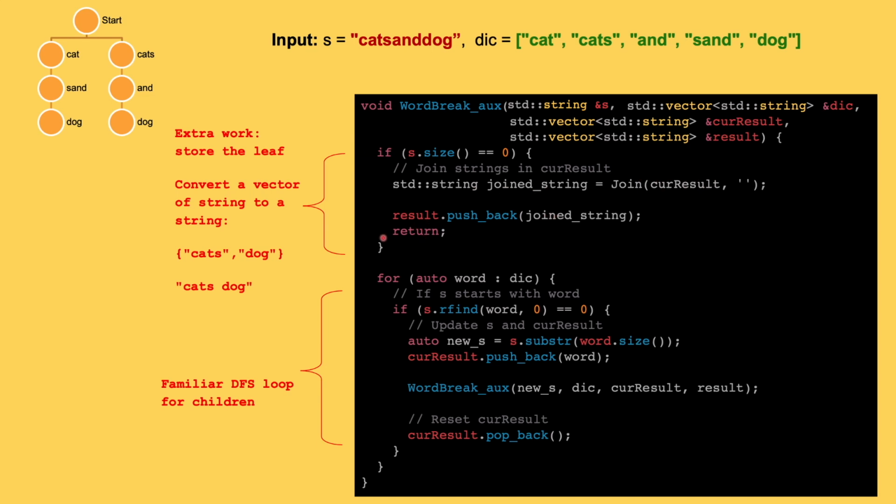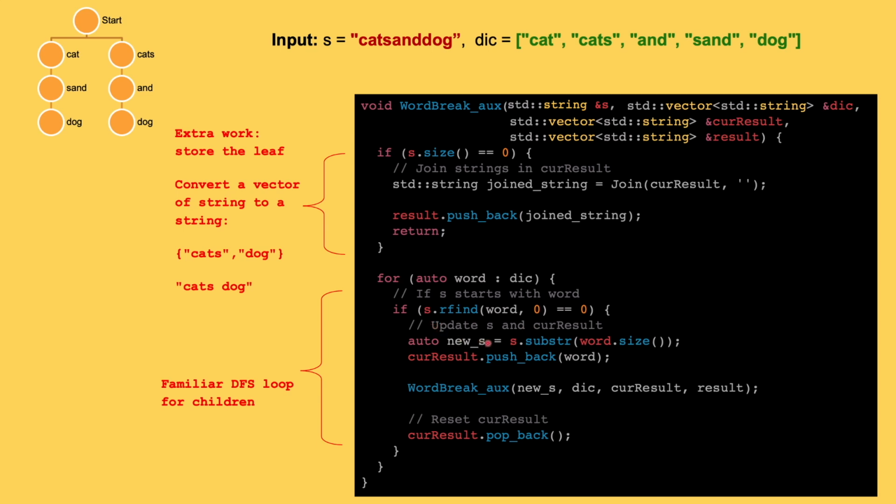If this node is not a leaf, then we have to go through our familiar DFS loop to evaluate all the children. So we go through all the words inside the dictionary to find out which one of these words matches the beginning of this string. This function basically checks to see if the word inside the dictionary matches the beginning of the string. If that's the case, then we find a valid child.